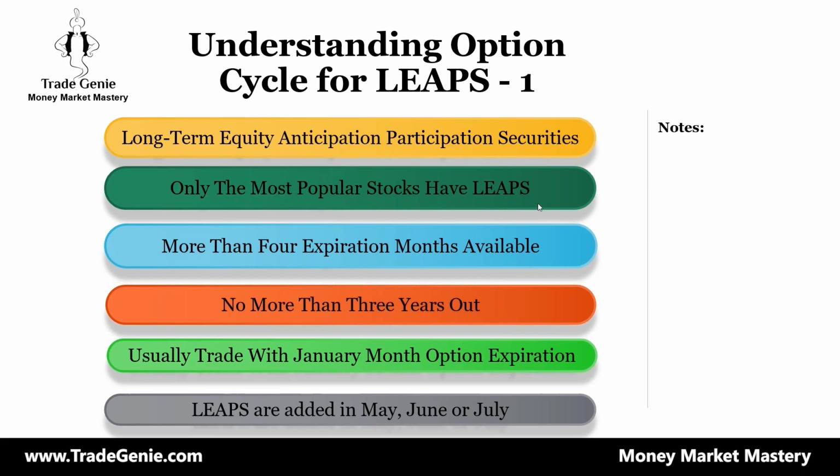So for long-term options, there are more than 4 expiration months available, no more than 3 years out. They have a limit of 3 years, since they realize you don't need options beyond 3 years. You can always roll. LEAPs usually trade with the January option expiration cycle, and then the other months added are May, June, and July. I don't trade LEAPs, but this is what I read: January is the month, and then May, June, and July are added.